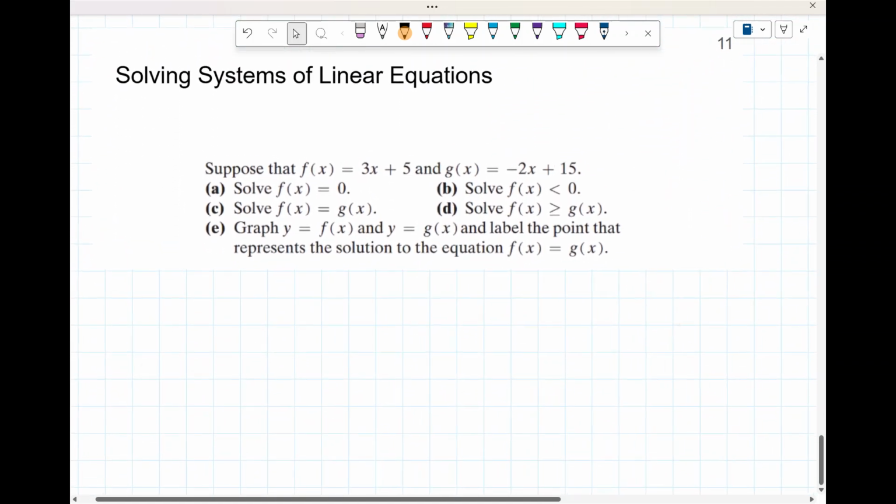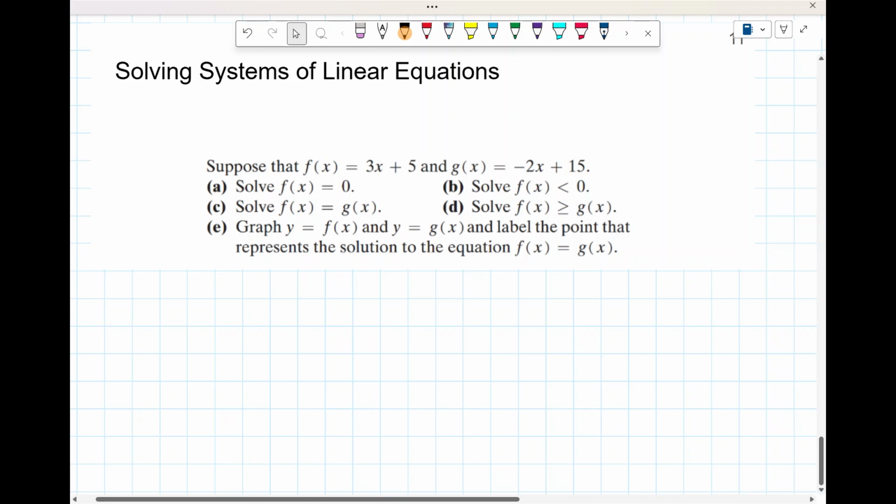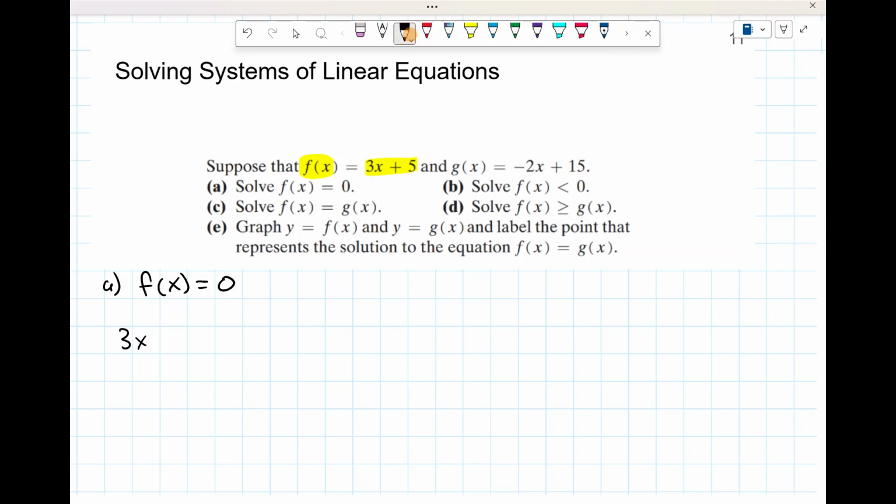Next, let's solve systems of linear equations. So we have two equations, f of x equals 3x plus 5, and g of x equals -2x plus 15. So let's first solve f of x equals 0. I'm going to write down this formula, and then I know what f of x is equal to. F of x is equal to 3x plus 5, so I'm going to replace f of x with 3x plus 5 equals 0.